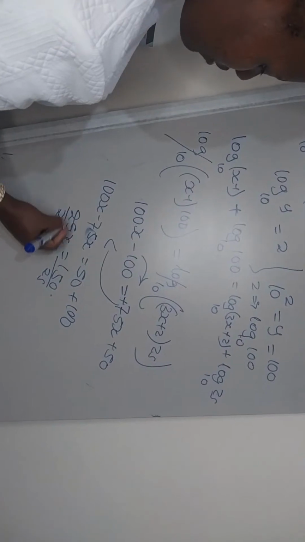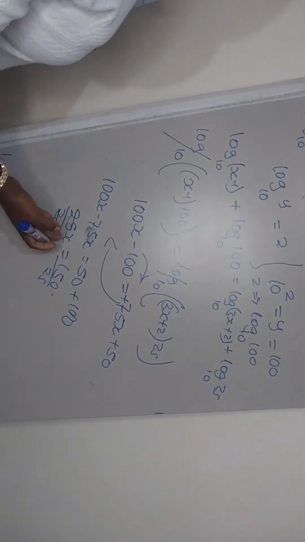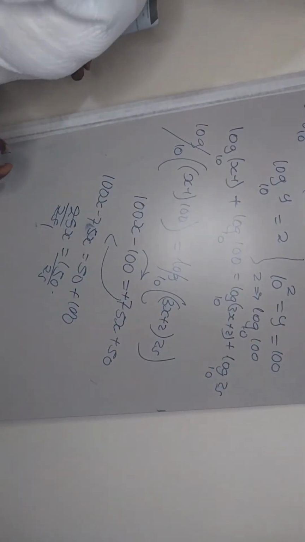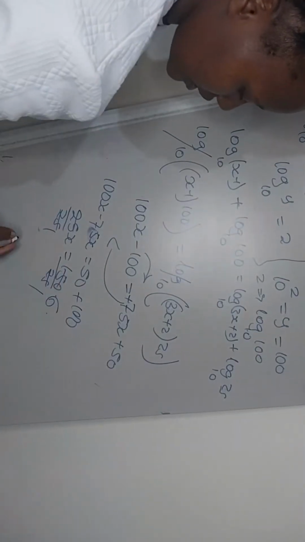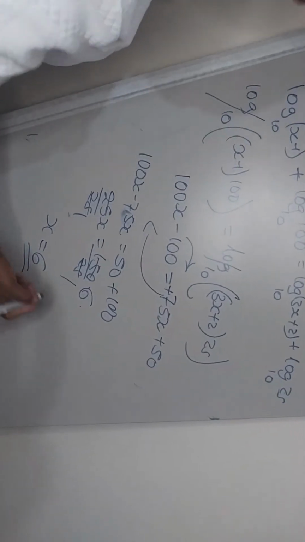Divide both sides by 25. Why are we dividing with 25? Because it is the number before the x, and we need to remain with the x. So 25 over 25 is 1, and 150 over 25 is 6. The value of our x simply becomes 6.